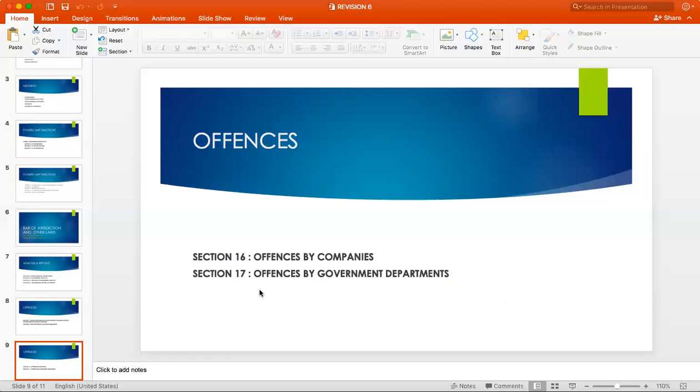But if the offense has been committed by the department and it is proved that the offense has been committed with the consent, or it is attributable that neglect was there on the part of an officer other than the head of the department, such officer shall be deemed to be guilty of that offense and shall be liable to be proceeded against and punished accordingly. So here, if the government department commits an offense under this act, and it is proved that there is consent or neglect on the part of any officer other than the head of the department, then such officer shall be proceeded against and punished accordingly.